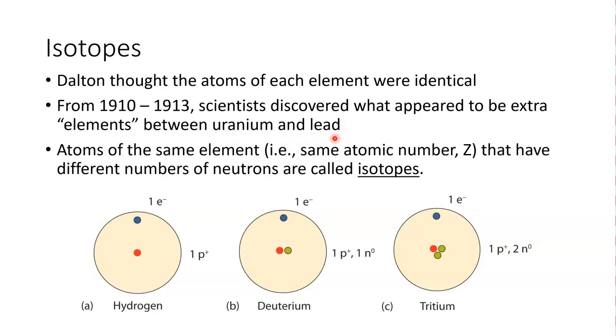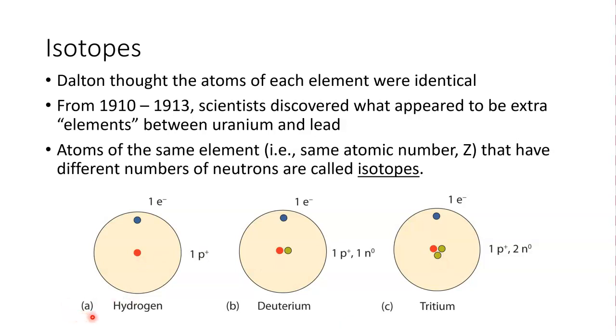And so what they actually found was that some of these elements had the same number of protons. And so that was how they realized that there was a different particle that had to be varying in the nucleus. And later, when they found neutrons, they discovered that it was actually the neutrons that varied between isotopes.